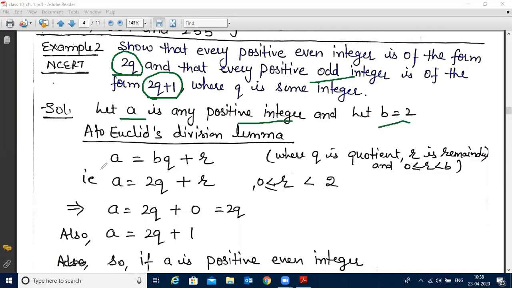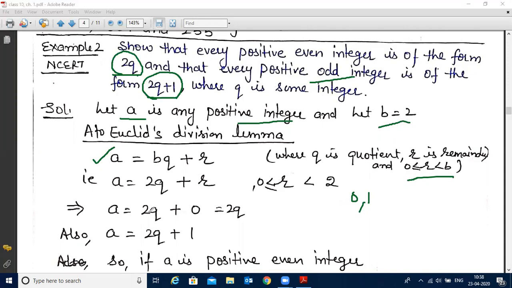So by Euclid division lemma, we know that a is equal to bq plus r, where a is the dividend, b is divisor, q is quotient, and r is remainder, and where the value of r lies between 0 and b. It can be equal to 0, but it cannot be equal to b. It will always be less than b. So when we put the value of b as 2, it will become a is equal to 2q plus r. Now possible values of r are 0 and 1. Only these two values are possible.